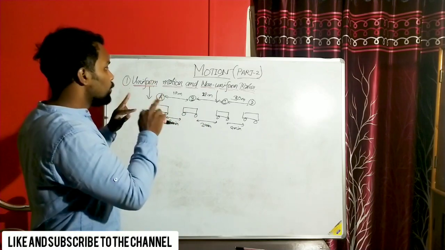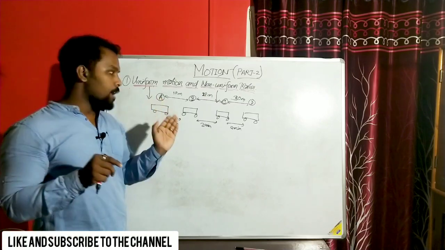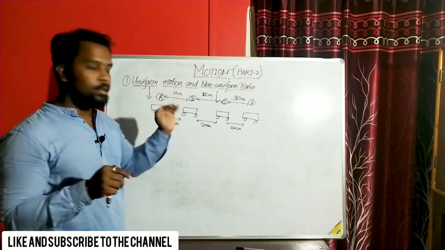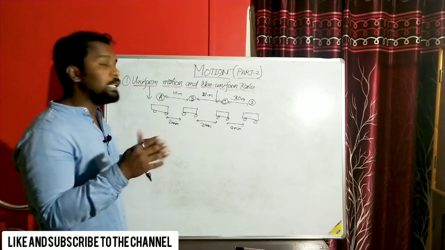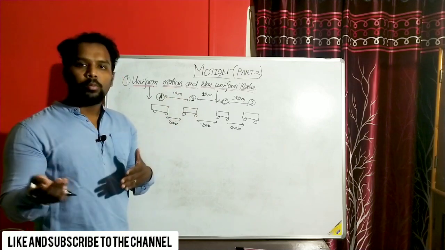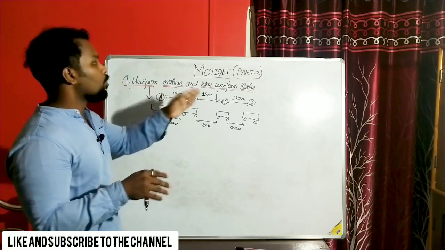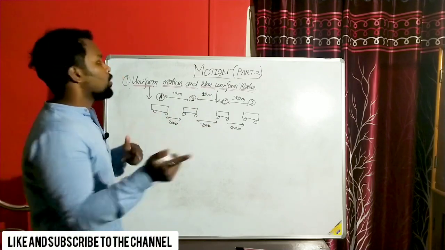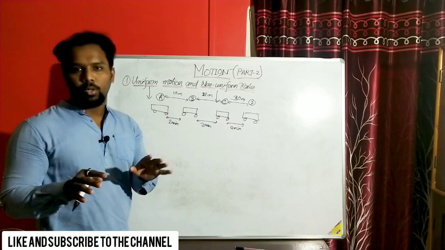There are two major differences. In the case of uniform motion, the distances and time are going to be the same. But in the case of non-uniform motion, the interval of time is the same, but the distance from one position to the other is going to be different. Understood? That is uniform motion and non-uniform motion. If there is a question in the exam to write the difference between uniform and non-uniform motion, or the definitions, it will be a 1 mark question, so don't worry about that.